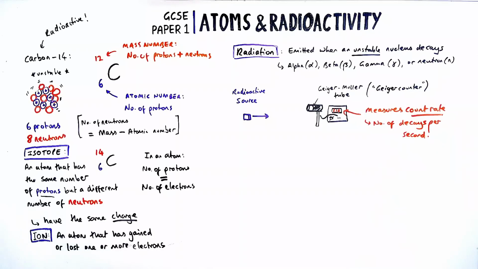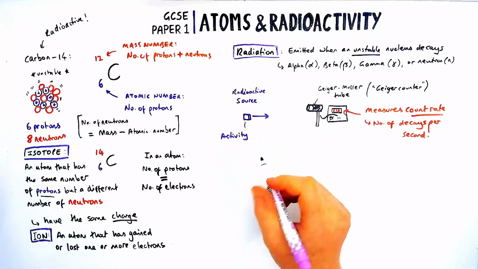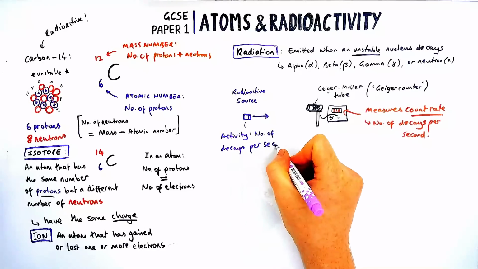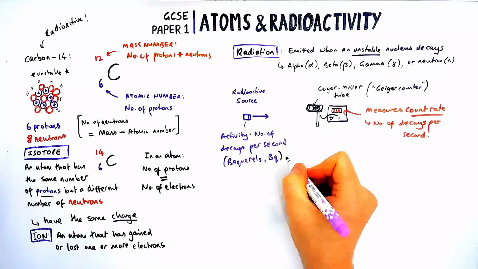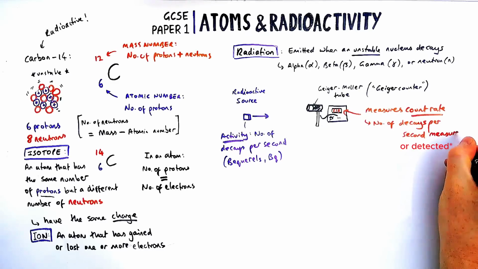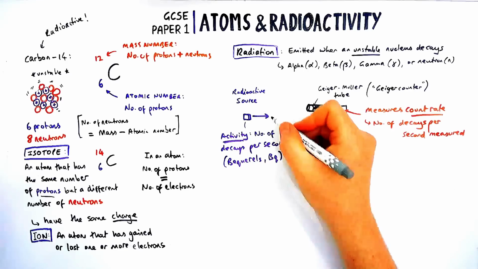At the radioactive source, the number of decays per second is called the activity. That's the number of decays in the actual source per second, and that's measured in becquerels or Bq. Now it's important to note the difference between activity and count rate. They both look like the same definition, but the count rate is the number of decays per second that are measured, whereas the activity is the actual number of decays per second. That's because some of the radioactive particles or waves will go outside of the detector and won't be picked up.